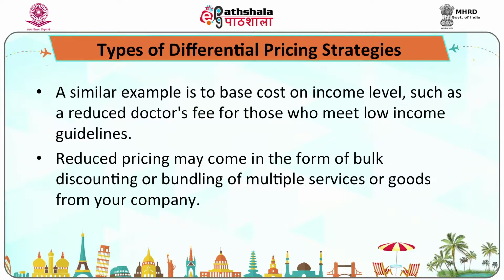A similar example is to base cost on income level, such as a reduced doctor's fee for those who meet low income guidelines. Reduced pricing may come in the form of bulk discounting or bundling of multiple services or goods from your company. For example, your base price may apply for the purchase of 1 to 5 units, while a 10% discount applies for 6 or more units.